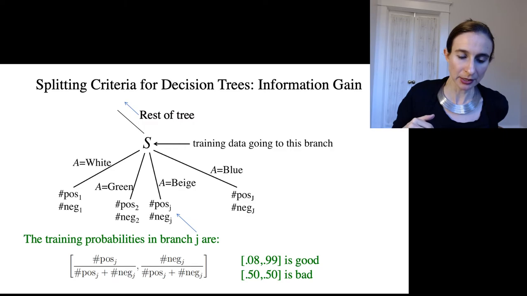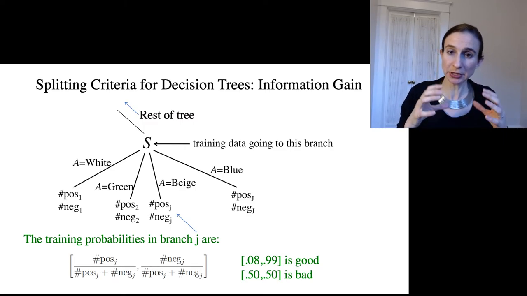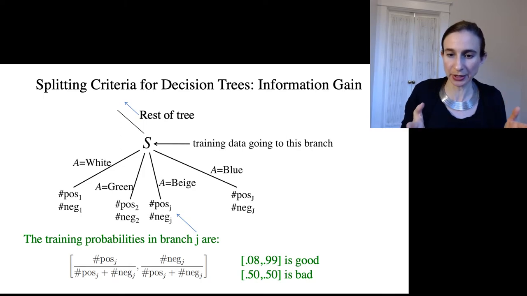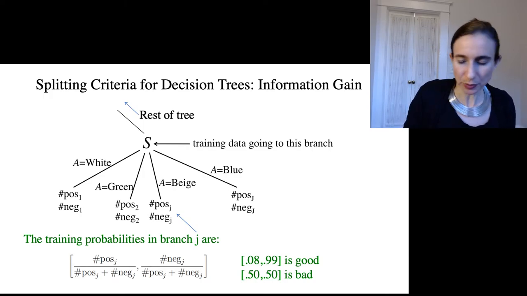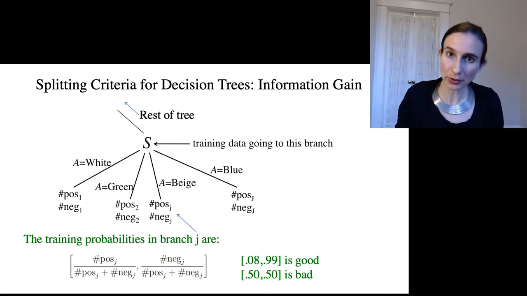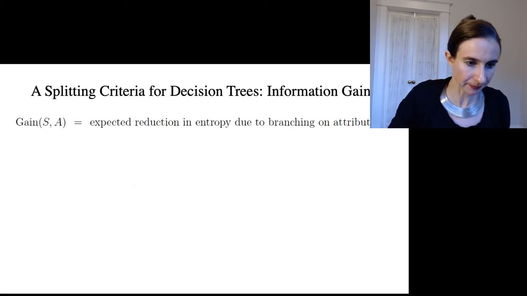Okay, and what we really would like here is the node to be as pure as possible. So we want probabilities that are very uneven, right? If the probabilities were even, that means that that split really didn't help us distinguish the positives from the negatives. So we want splits that give us very low entropy, right?